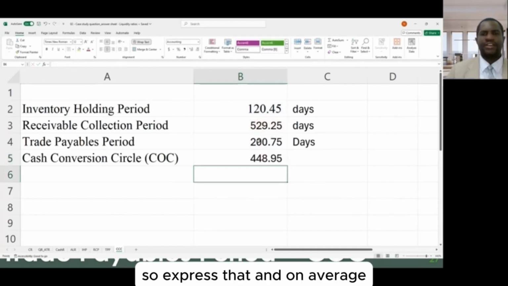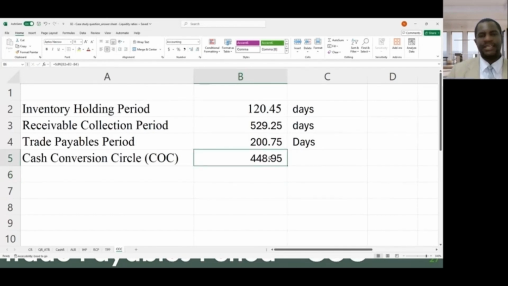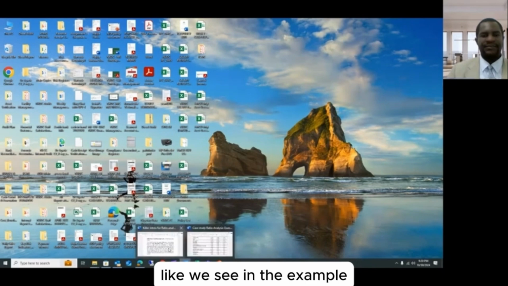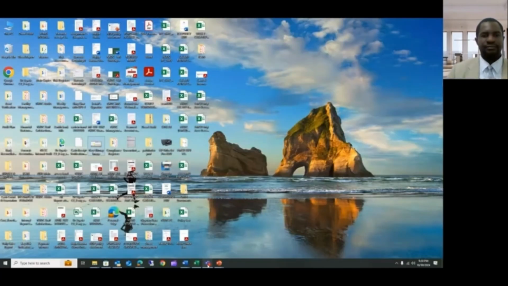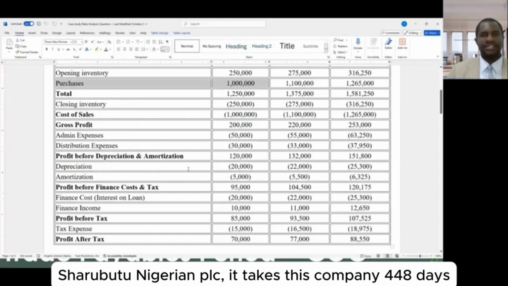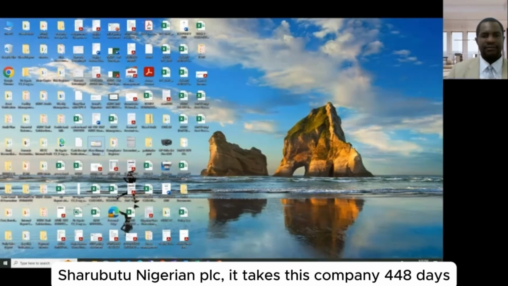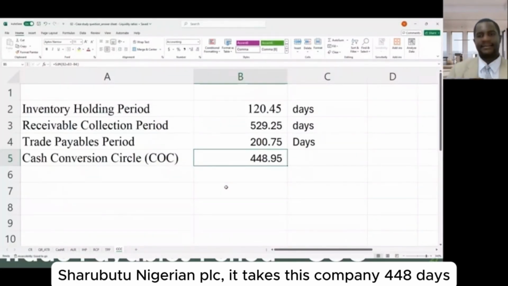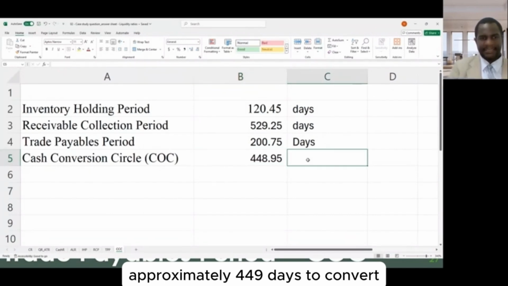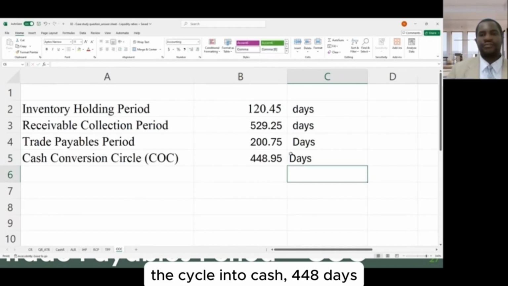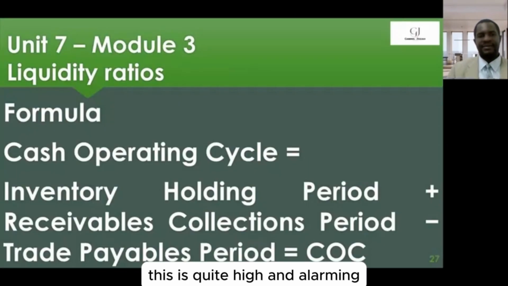Very simple. So express that, and on average, it takes this company, Sharubutu Nigerian PLC, like we see in the example, 448 days, approximately 449 days, to convert the cycle into cash. 448 days. This is quite high and alarming.